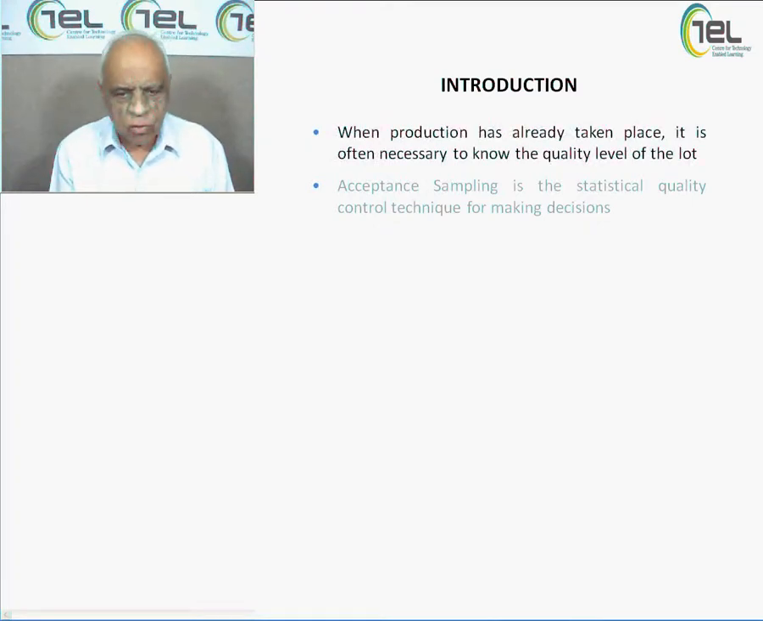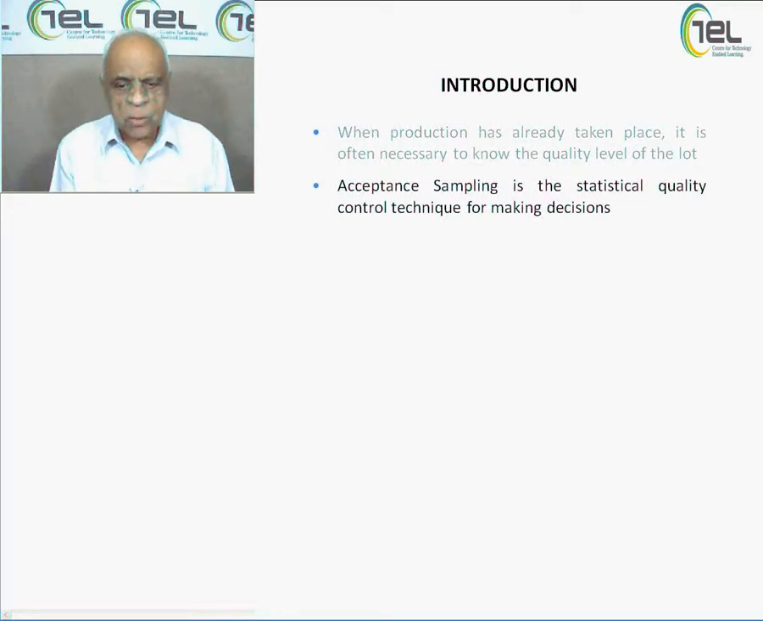Here we are talking about when production has already taken place. It is often necessary to know the quality level of the lot, because whatever you produce in a day, it has to be ensured that it is meeting all the quality requirements. And rejections are taking place, so again we have to ensure the rejections are within the norms. So each lot has to be tested, and we must make sure that there are minimum rejections or minimum wastages, and that is only possible through acceptance sampling, which is the statistical quality control technique for making decisions.